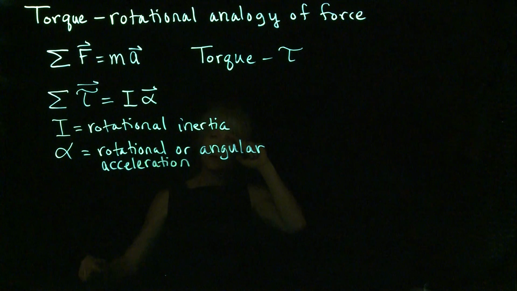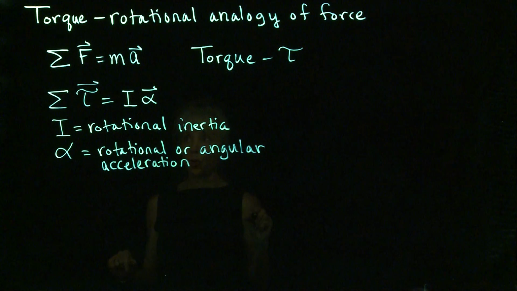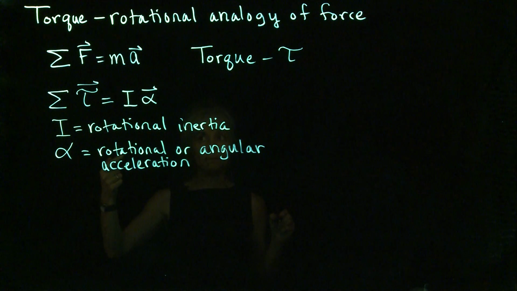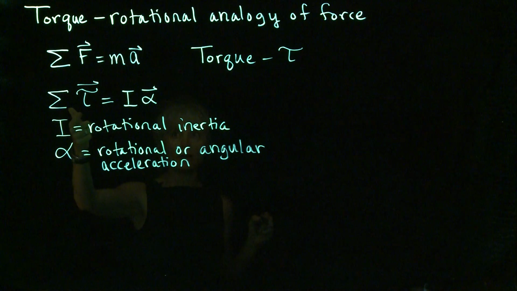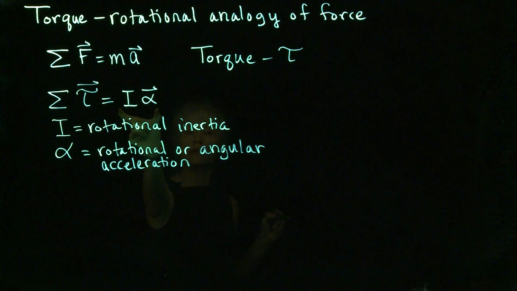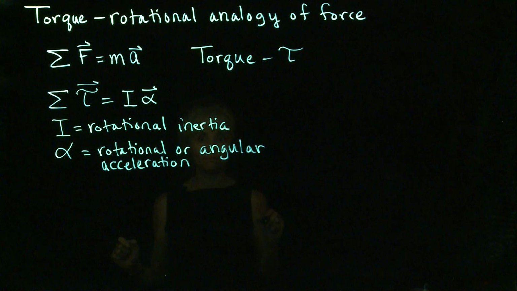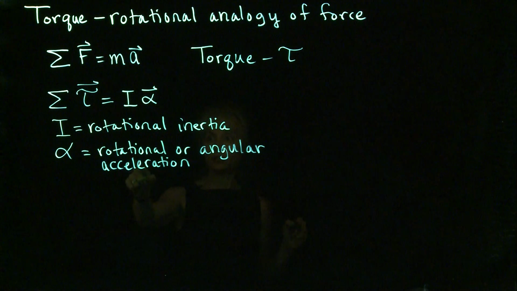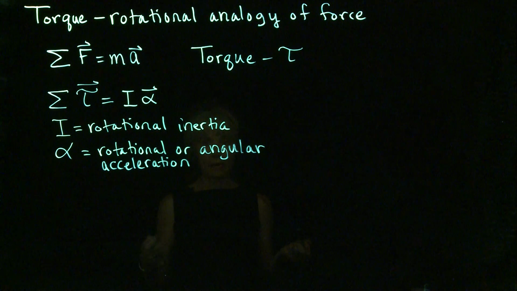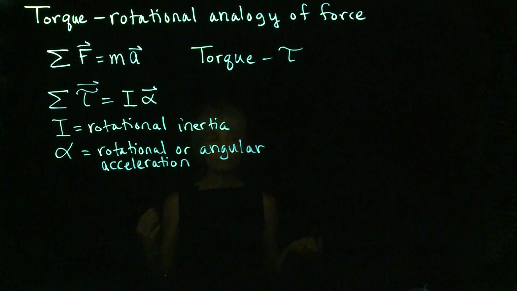So tau is the symbol we use for torque. If we add up all of the torques, and again they have to be added vectorially because torque is a vector, then the sum of all of those torques will be equal to the product of the rotational inertia of the object times the angular acceleration. Angular acceleration gets the symbol alpha, and is also a vector quantity. It has a magnitude and a direction.